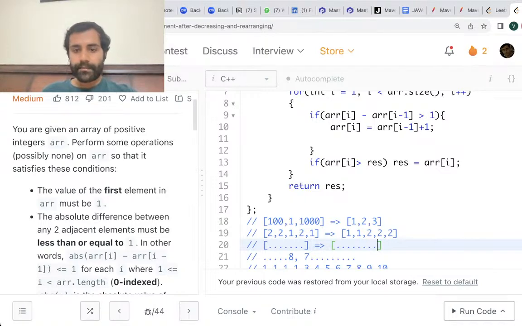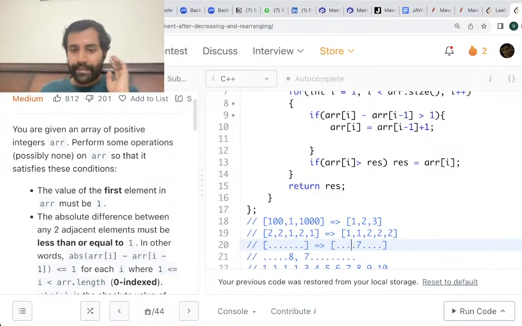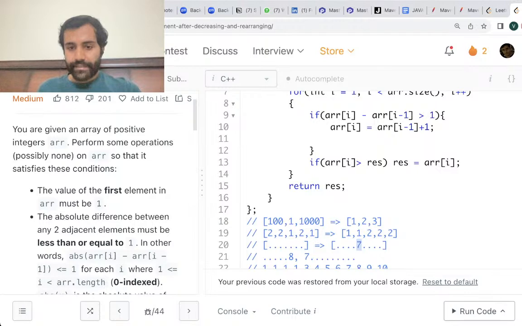Now, tell me one thing. Is it possible that in this array you have an element 7, but you do not have an element which is 6? Or let me take it in a different manner. Let's say you have an element 7 and after 7 you directly have 9. Is it possible? The answer is no. It is not possible. Why is it not possible?